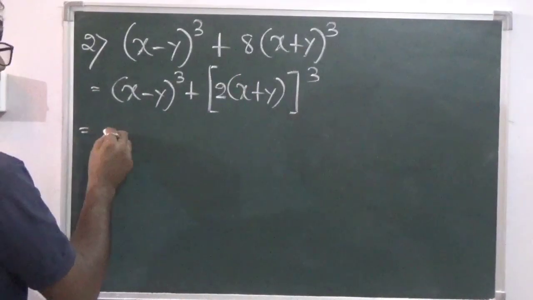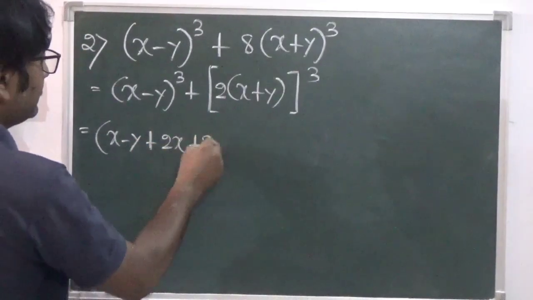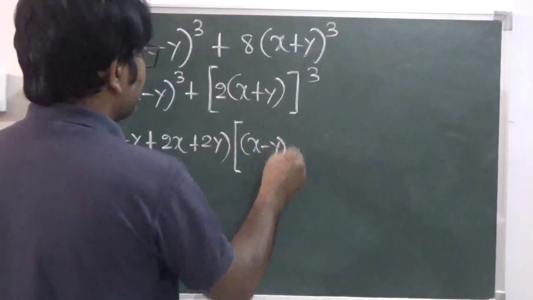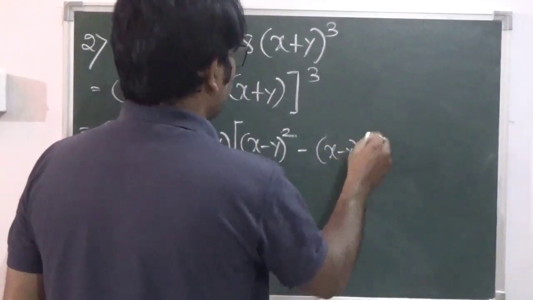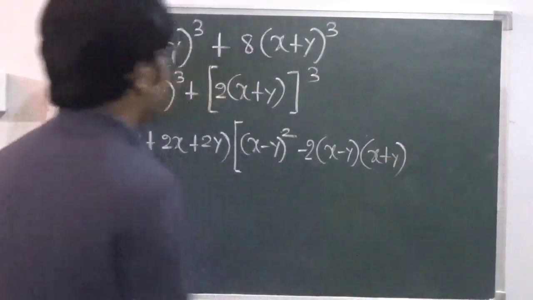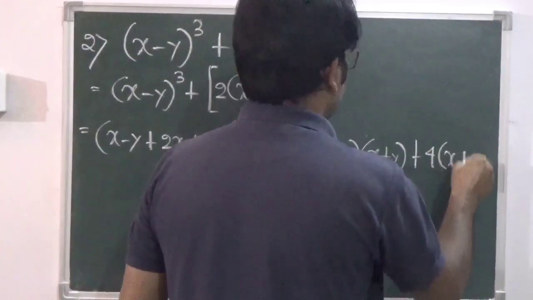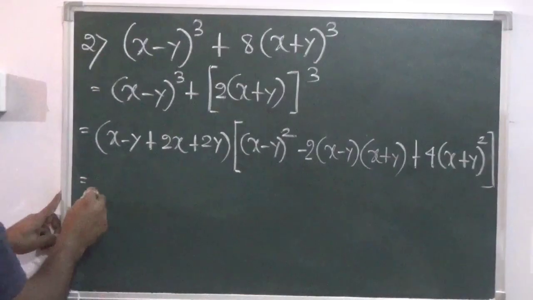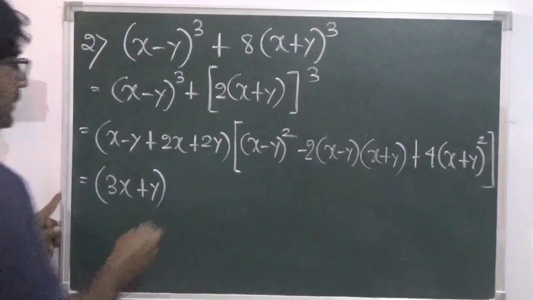So it is (a plus b): (x minus y plus 2x plus 2y), then a square, that is (x minus y) square, minus ab, so minus of (x minus y) into 2 into (x plus y), and plus b square. This is 1, so this is 4 into (x plus y) square. So let us now simplify it. This is 3x plus y.